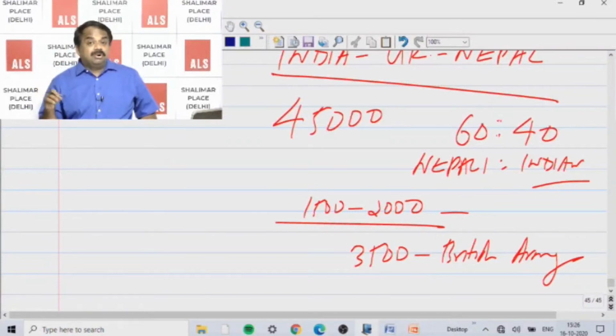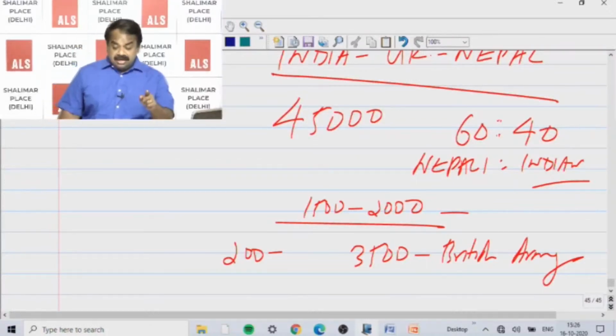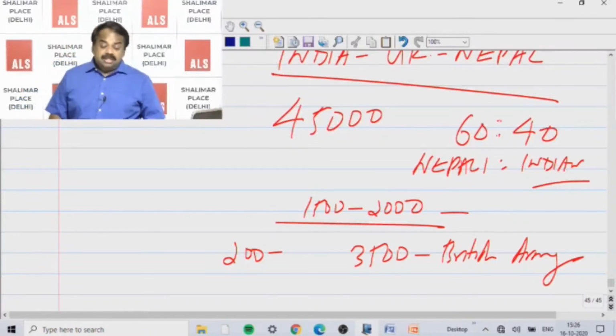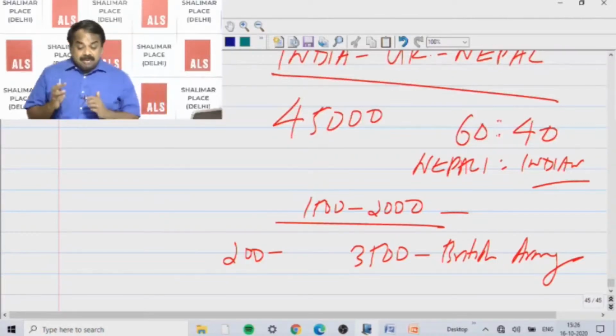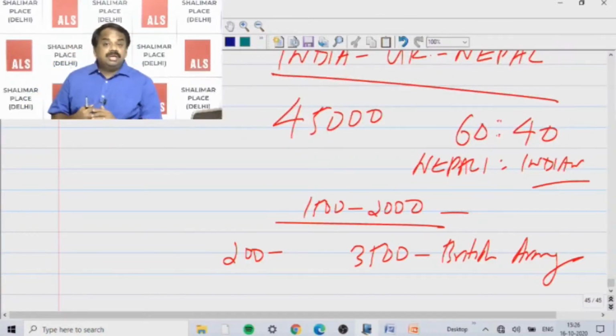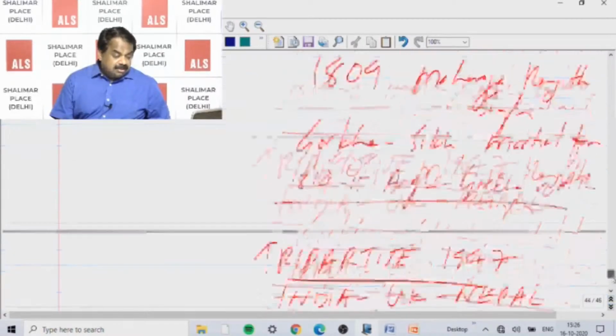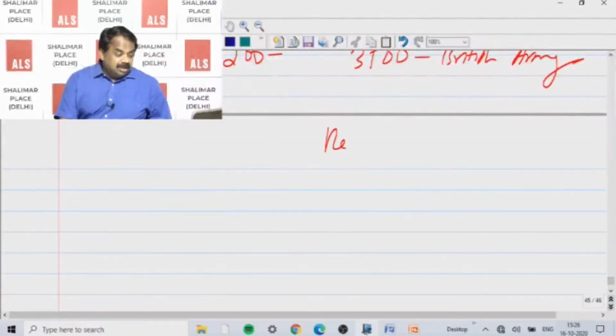The British Army is recruiting around 200 of them every year, and they are planning a third battalion to be raised in the British Army in 2019. So they are still continuing with that. And now the Nepali foreign minister recently said that the tripartite agreement should be renegotiated.